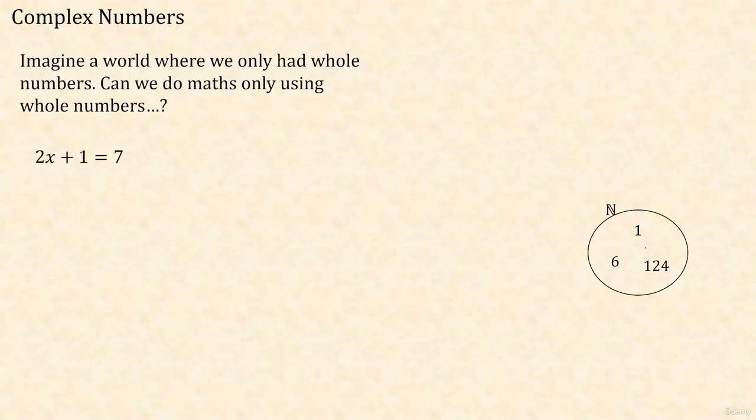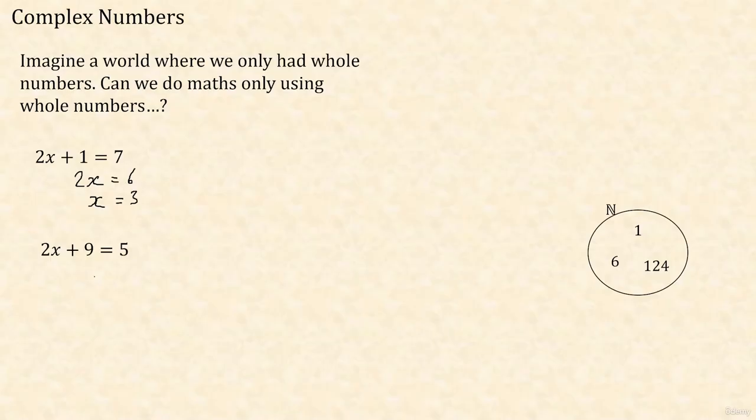Well, here's an equation that we could solve. It only has whole numbers in it, along with x and plus and equals. Well, if I remove 1 from both sides, I get 2x equals 6. And if I divide through by 2, I get x equals 3. So there was an equation that worked perfectly well, only using whole numbers.